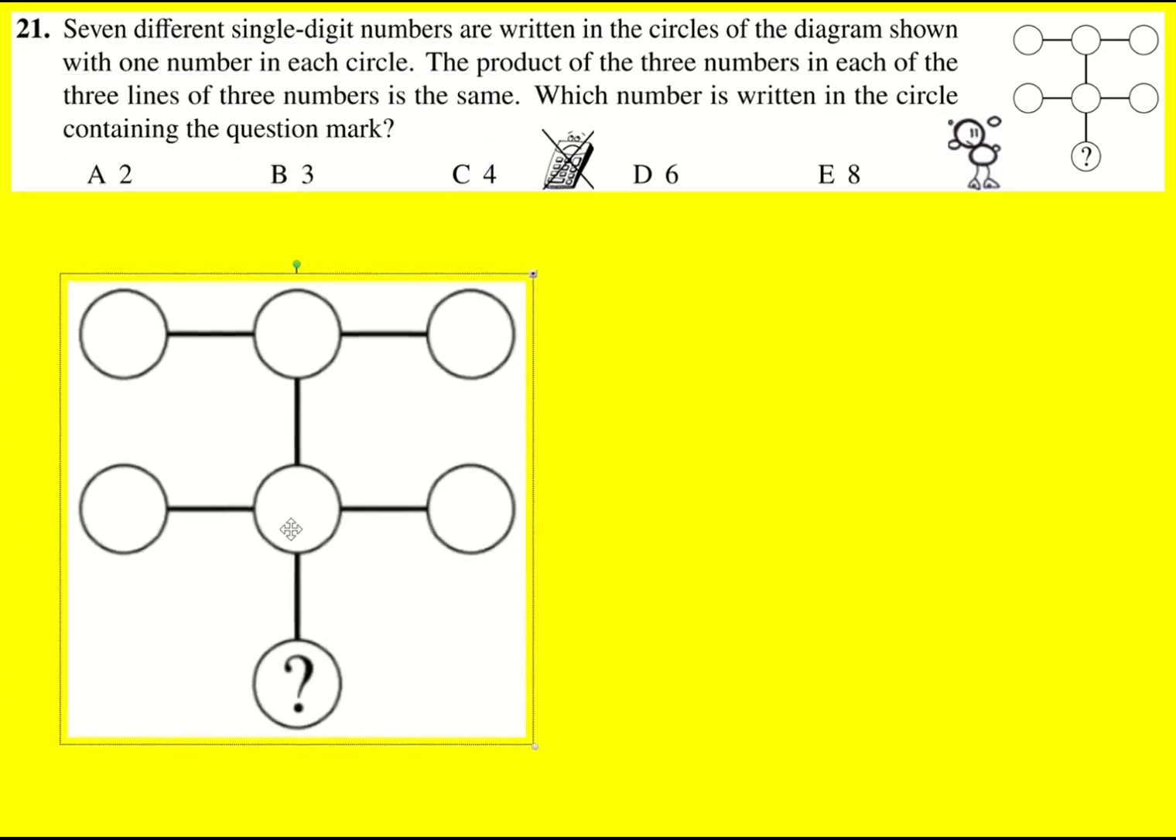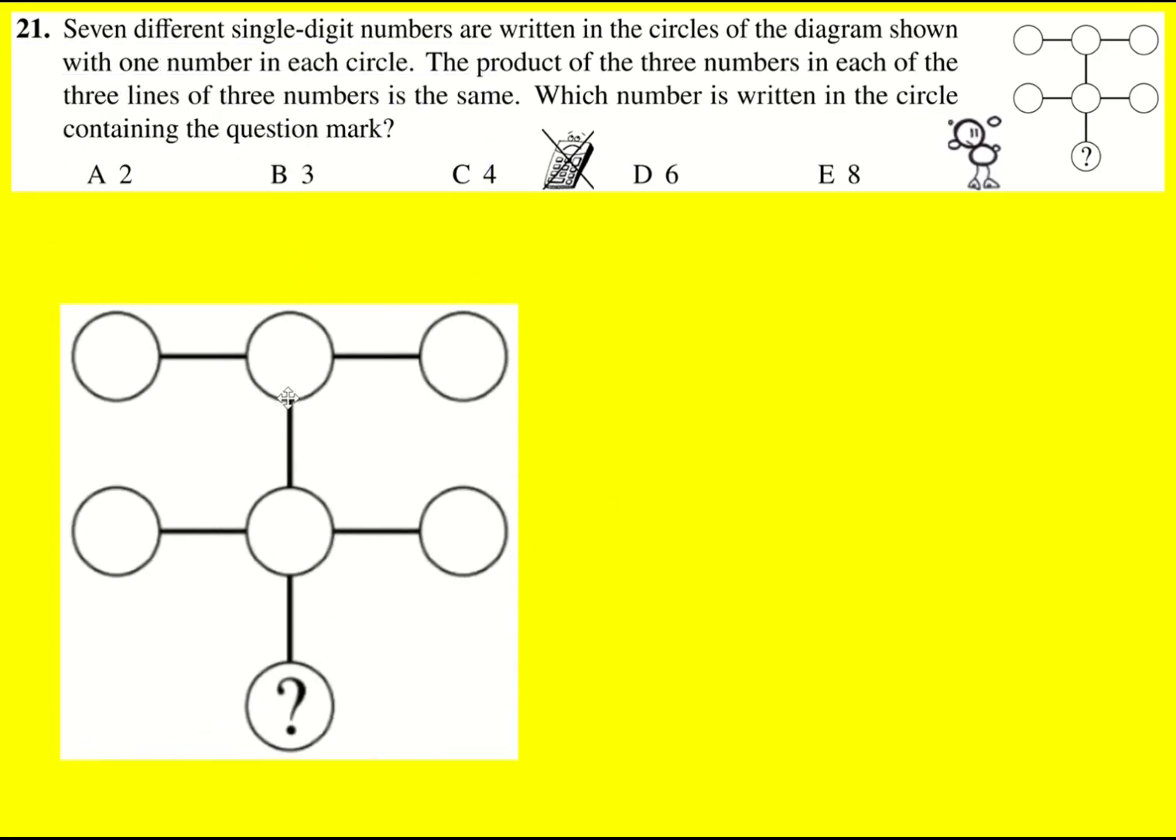Right, we're trying to fit 7 different single-digit numbers in this diagram and work out which one must go in the question mark. So I'm going to write down my single-digit numbers. Now we only want to use 7 of them. We can rule out some of them straight away.